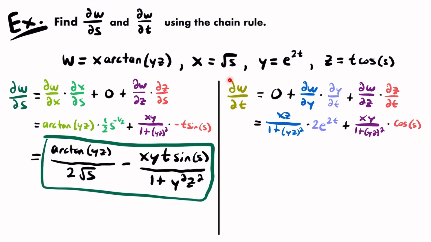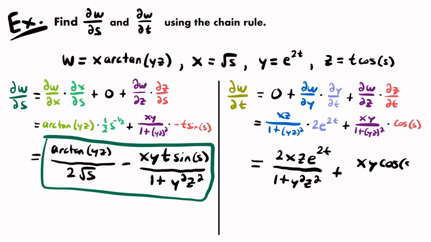All right, and then for the partial of w with respect to t, if we simplify, this will be equal to 2x times z times e to the power of 2t divided by 1 plus y squared z squared plus x times y cosine of s divided by 1 plus y squared z squared. But notice that these two terms do have a common denominator, which is pretty nice, so we can combine the numerators, and that would be our final answer.